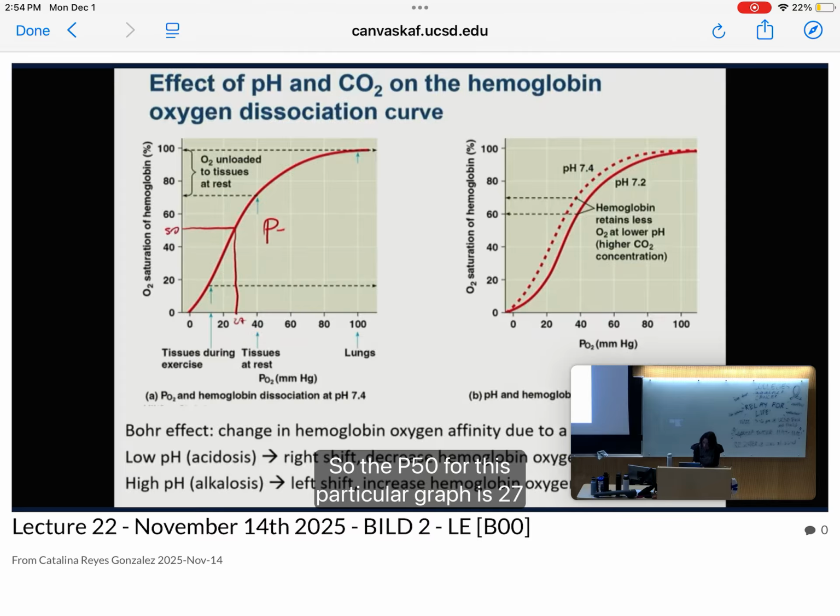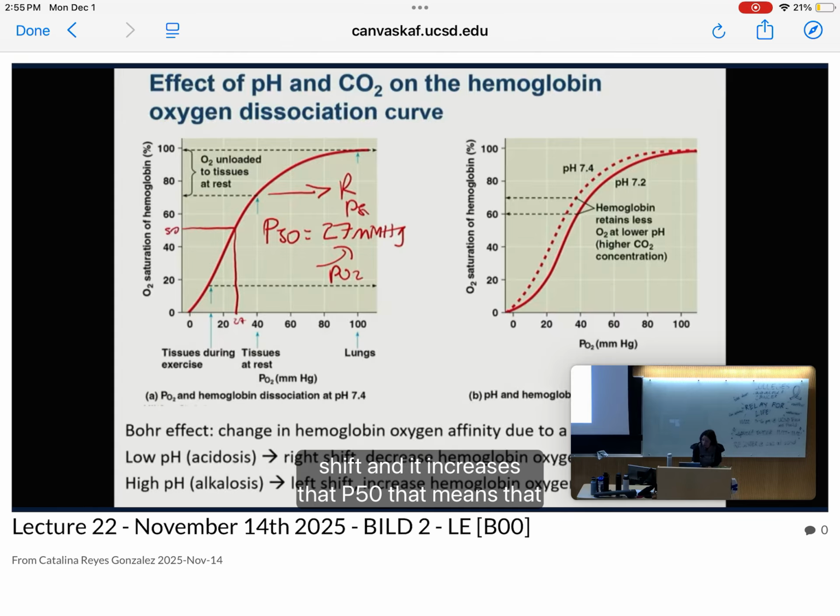So the P50 for this particular graph is 27 millimeters of mercury, meaning that the partial pressure of oxygen at which 50% of the hemoglobin is saturated is 27 millimeters of mercury. If that P50 increases, and I have a right shift of that hemoglobin oxygen dissociation curve, so this is a right shift, and it increases that P50, that means that that hemoglobin has a lower oxygen affinity.